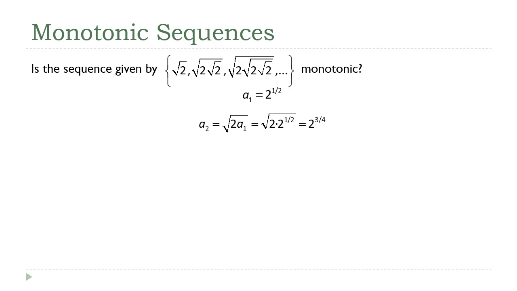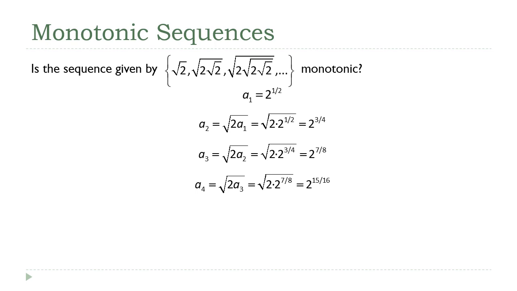Okay, so let's do it again. If I go for a sub 3, that's the square root of 2 times a sub 2. Same substitution. Work out the exponents. That's 2 to the 7/8. Okay, good. I'm starting to see a pattern here, but let's do one more. A sub 4 is the square root of 2 times 2 to the 7/8. Same manipulations with the exponents. We get 2 to the 15/16.